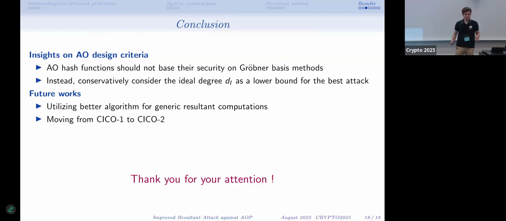As a conclusion, as already said last year, AOH function designers should not base their criteria on Grobner basis methods at all, and instead conservatively consider the ideal degree D_I as the lower bound. In terms of future work, we aim at using better algorithms for generic resultant computations and moving from SECO1 to SECO2, because in some cases, SECO1 is not really relevant. Thank you very much for your attention.